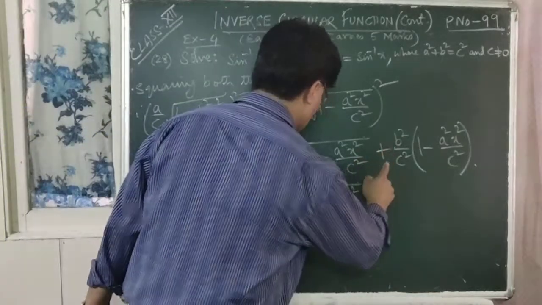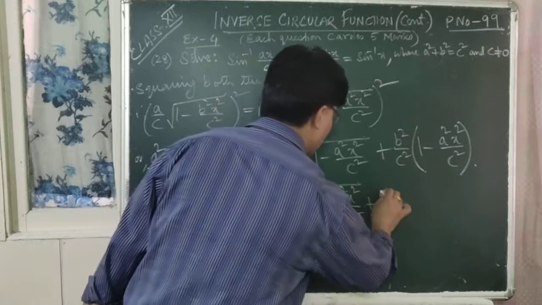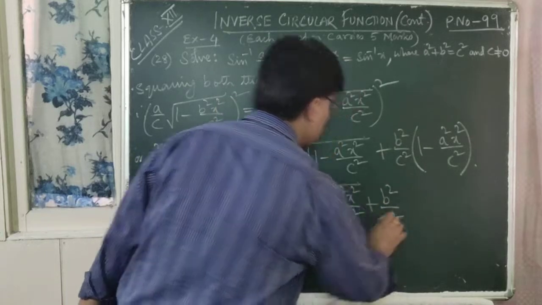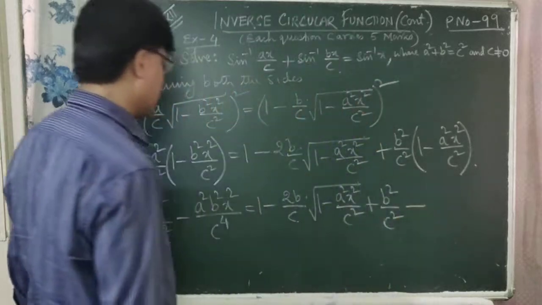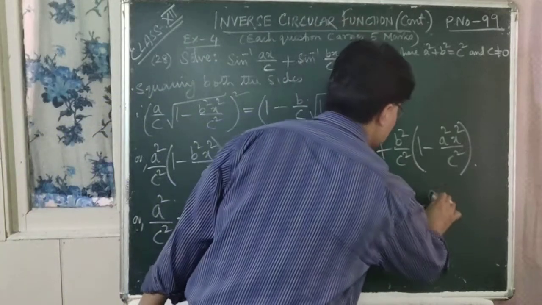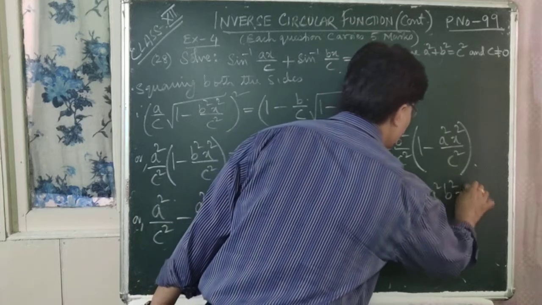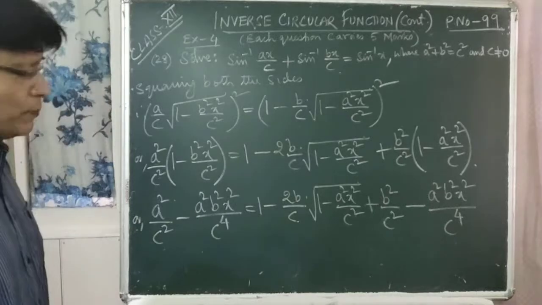Then this is the second term, plus this is b square by c square. This is your b square by c square. Then it is plus or minus? Minus, right? This is plus and minus is minus. That is a square b square x square divided by c to the power 4.